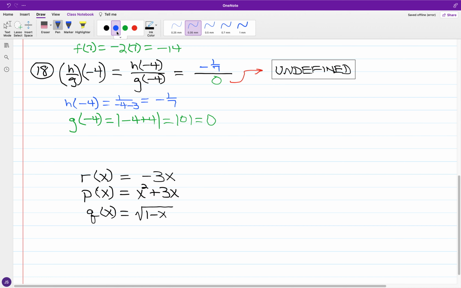Alright, just laying the groundwork here, because we'll be looking at domains in addition to the overall operational function results. Now, r of x, we have negative 3x. So you do not have an even root radical or a fraction for r of x. So this function has no restriction. And for p of x, we have x squared plus 3x, no fraction, no even root radical. So this also has no restriction.